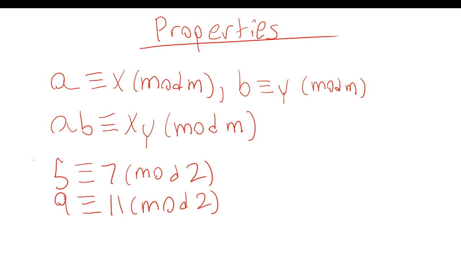So this congruence is true, and with our property here, we can just multiply these, and this congruence will still hold true. So we multiply these. 5 times 9 is 45, which is congruent to 7 times 11, which is 77, in mod 2. You can see 45 is one more than a multiple of 2, and 77 is also one more than a multiple of 2. If we divide this out, we should get the same remainder of 1. So that's basically a good property.